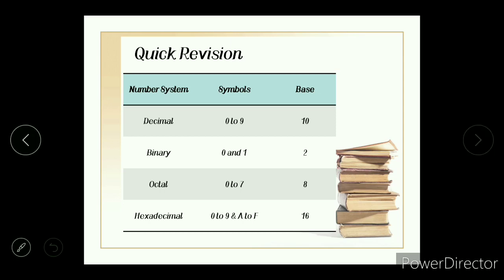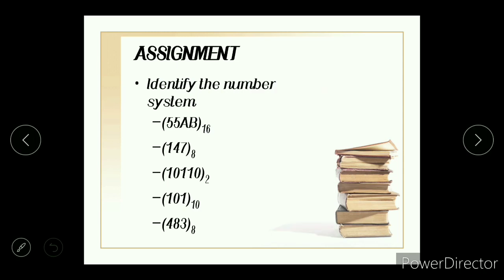Okay, this is a small assignment for you. Just identify the number system and write down its answer in the comment. Okay, I'll post the answer in the comments.